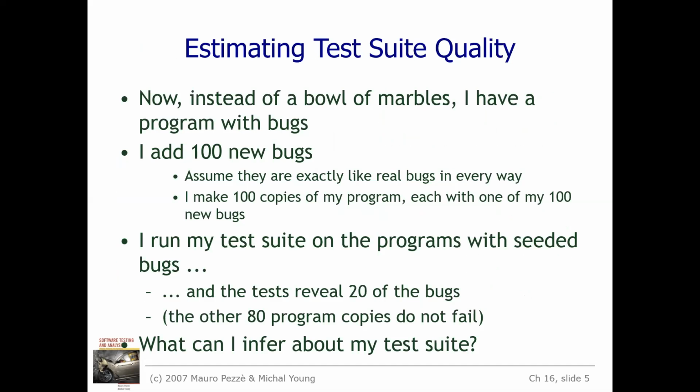Okay, so estimating the test suite quality. If I add 100 new bugs, suppose I have a particular program with particular errors, rather than bugs I'll just say errors. It has been created by the programmer. The programmer has not considered certain conditions, and due to that you may get an error.